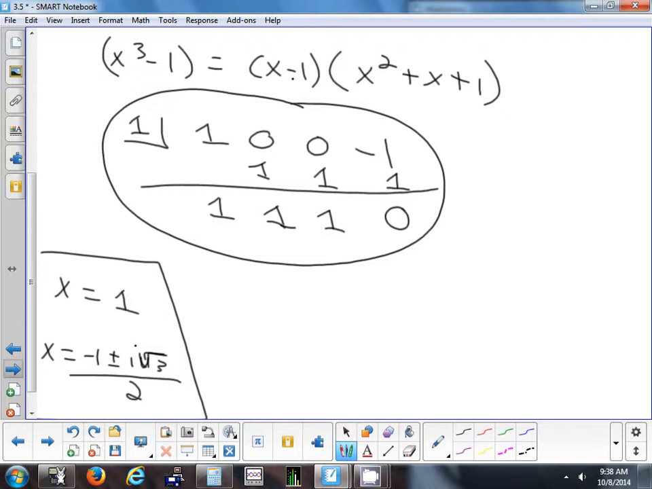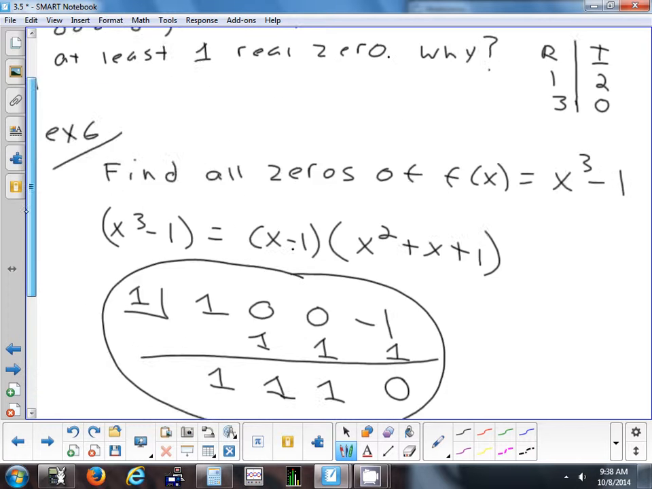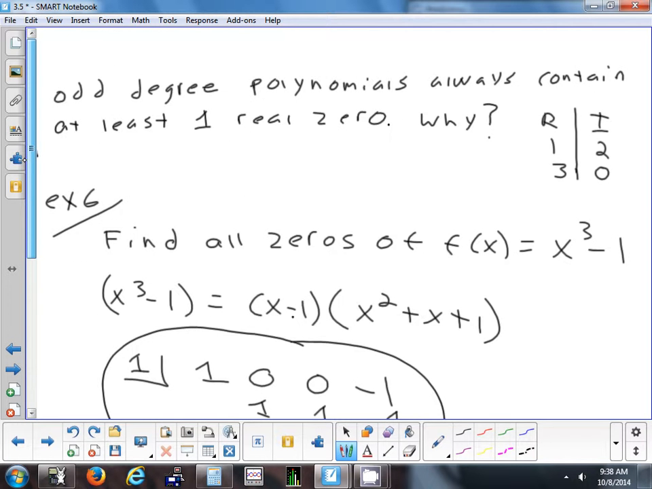Any questions on how we did that one? So if it asks for the imaginary zeros, you would just give negative 1 plus or minus i root 3 over 2, the other 2. Yep. In this case, they did want all zeros, right? All real zeros, or find all the zeros. So that means everything, real and imaginary.